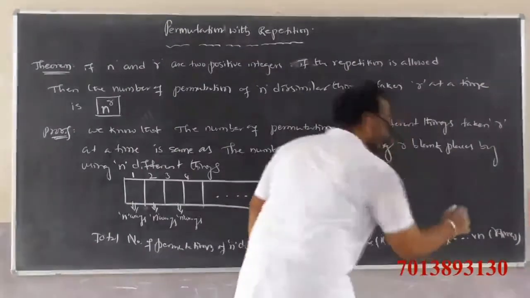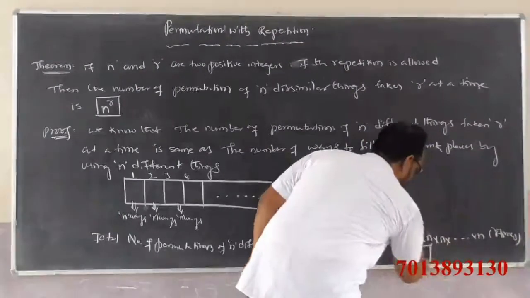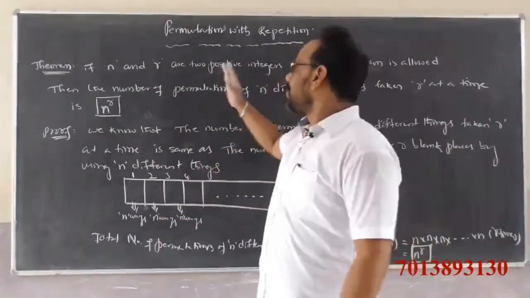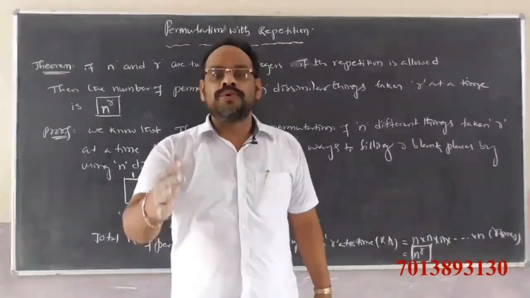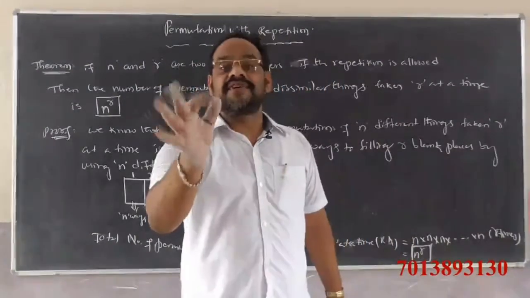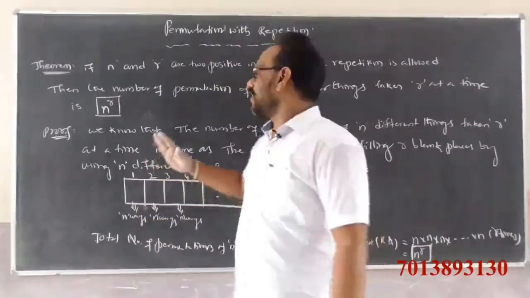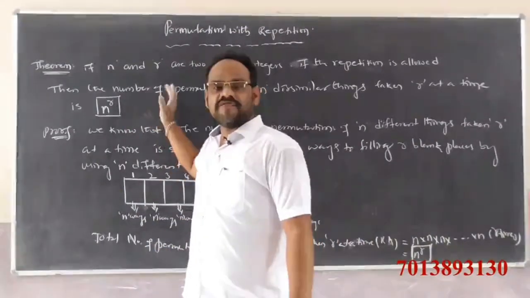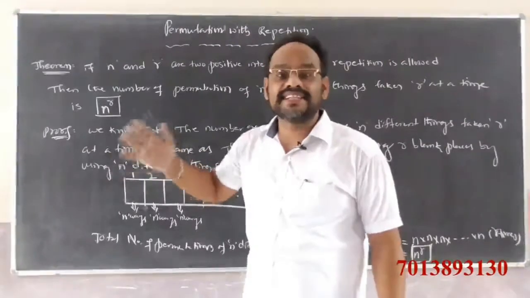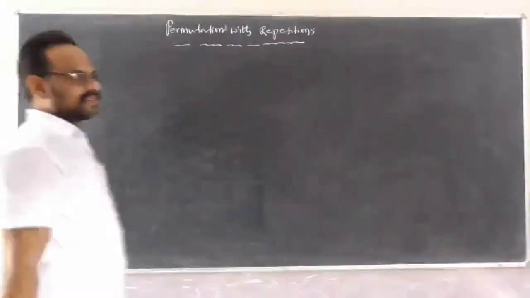This can be written as n into n up to r times. That can be written as n power r. So observe here, if n and r are positive integers and repetition is allowed, then the number of permutations of n different things or n different objects taken r at a time is clearly n power r. The number of permutations of n different things taken r at a time when repetition is allowed is n power r.